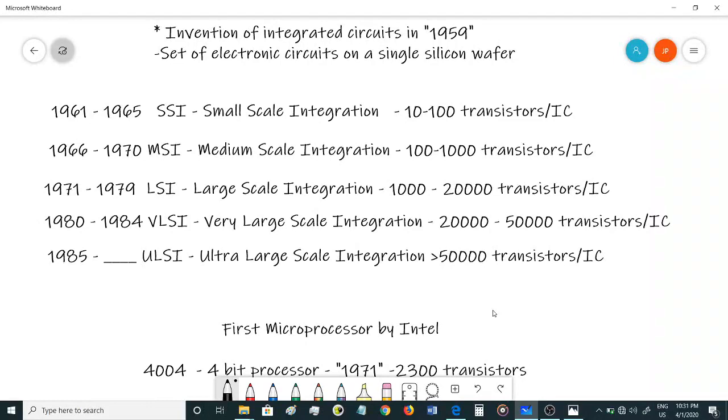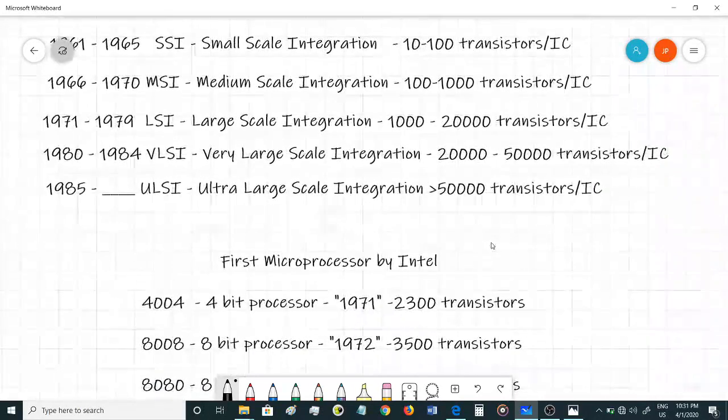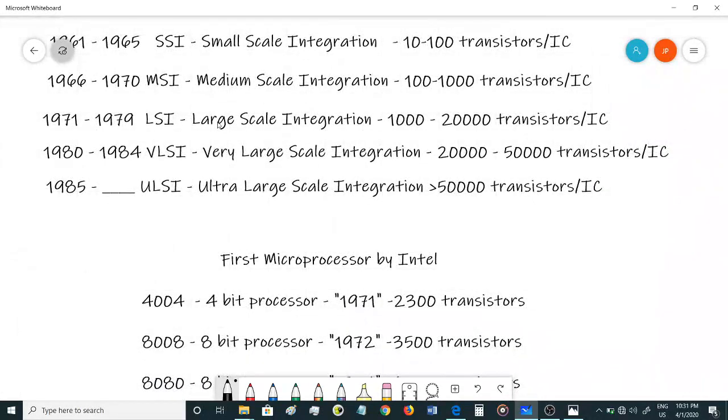Then you have 1980 to 1984, which is called VLSI, very large scale integration, with 20,000 to 50,000 transistors per IC. And then from 1985 we have the ultra large scale integration, ULSI, where the number of transistors is much higher, greater than 50,000 transistors per IC.